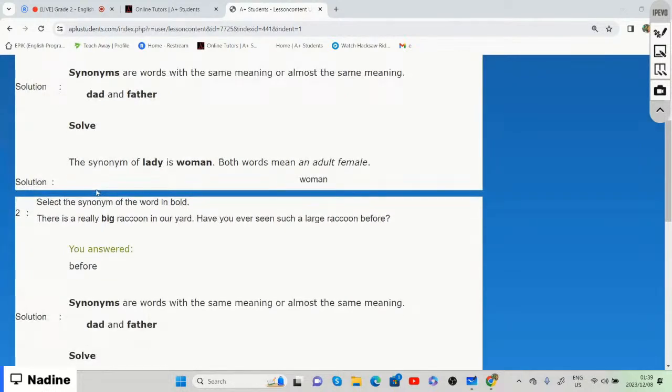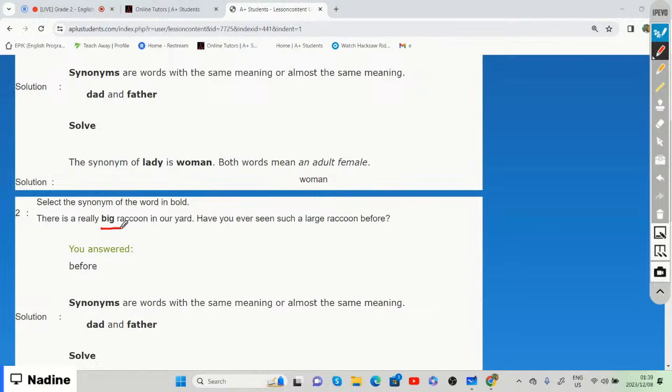Big. So there's a really big raccoon in our yard. Have you ever seen such a large raccoon before? So big. If you look at the next sentence, what is the word in there that is similar to big? Have you ever seen a large raccoon before?